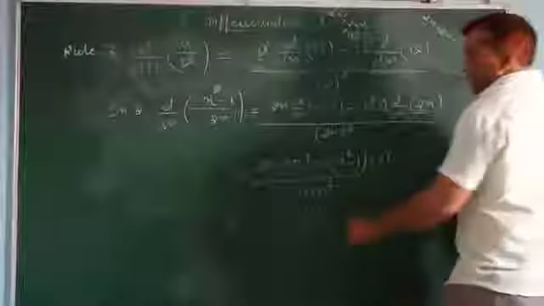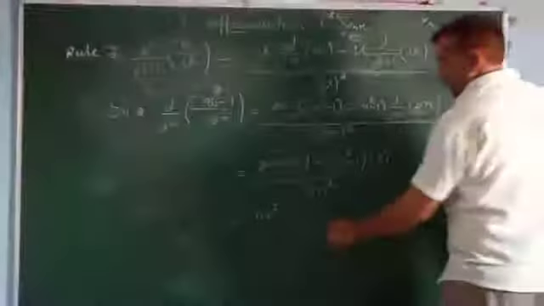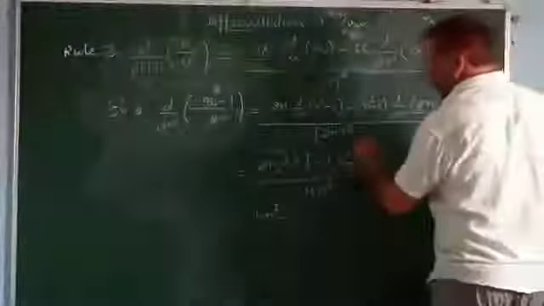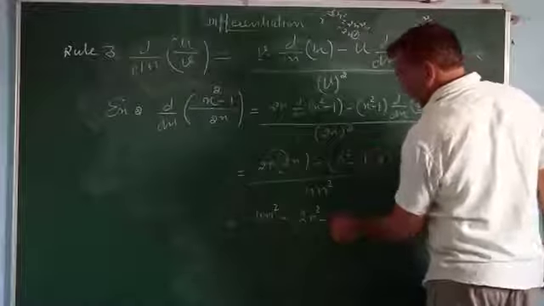Next step will be 2x into 2x, that is 4x square minus 2 into x square, that is 2x square, and minus 2 into minus 1, that is minus 2.